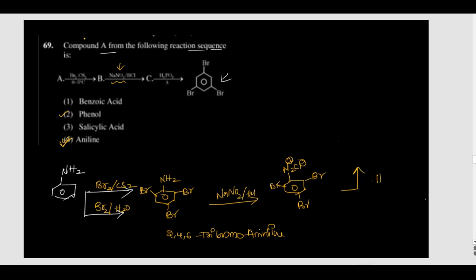Then they have given H3PO3. It simply replaces the N2+ Cl- with hydrogen. Then we'll get this simple 2,4,6-tribromobenzene. So phenol is not the correct option; aniline is the correct option here. This concept is important, or else you may get confused. You can see the solution here also.